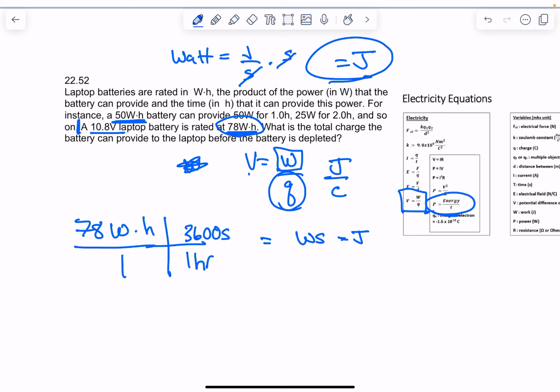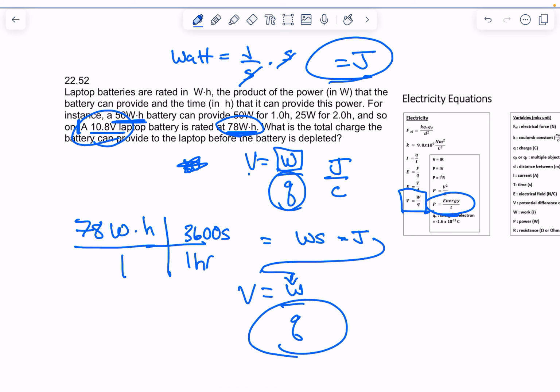So once you figure out that is your energy, you use the equation V equals W over Q, where this will give you the work, and then the voltage was given at 10.8, and you can solve for Q. It should be a pretty big number because it's the full on thing of a battery.